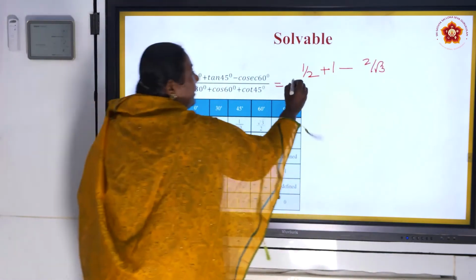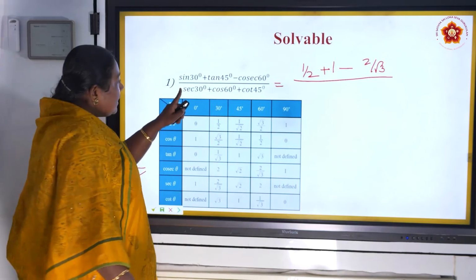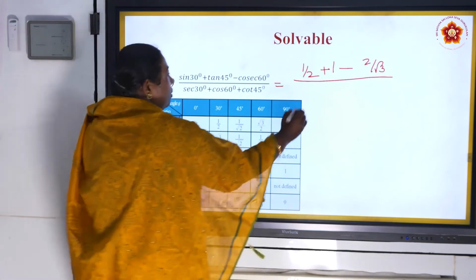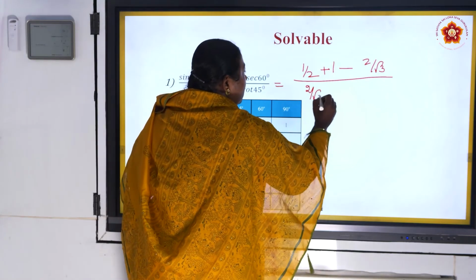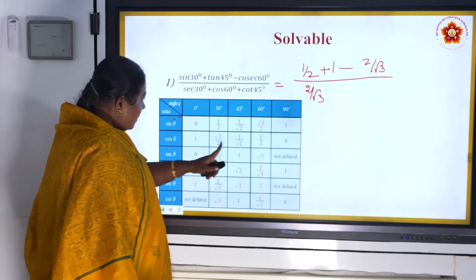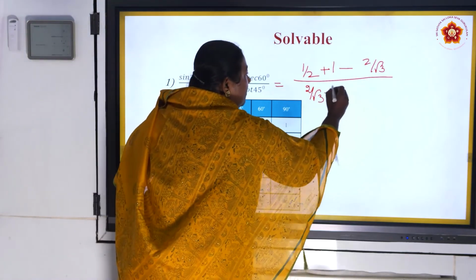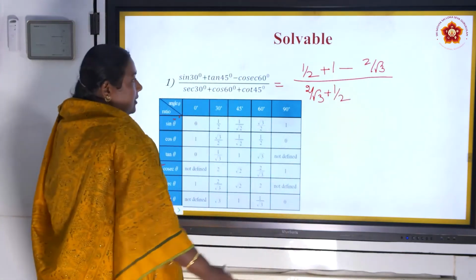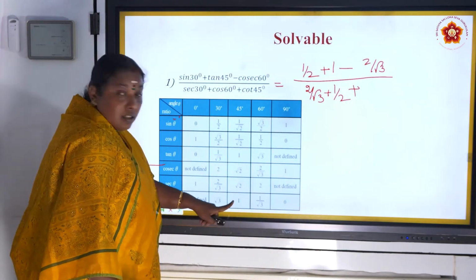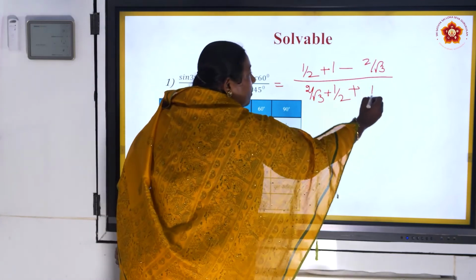Okay, divided by secant 30. Where is my secant 30? 2 by root 3. Next, cos 60 plus cos 60. Where is my cos 60? Plus 1 by 2. Next, plus cot 45. Cot 45 is 1. So it is 1.